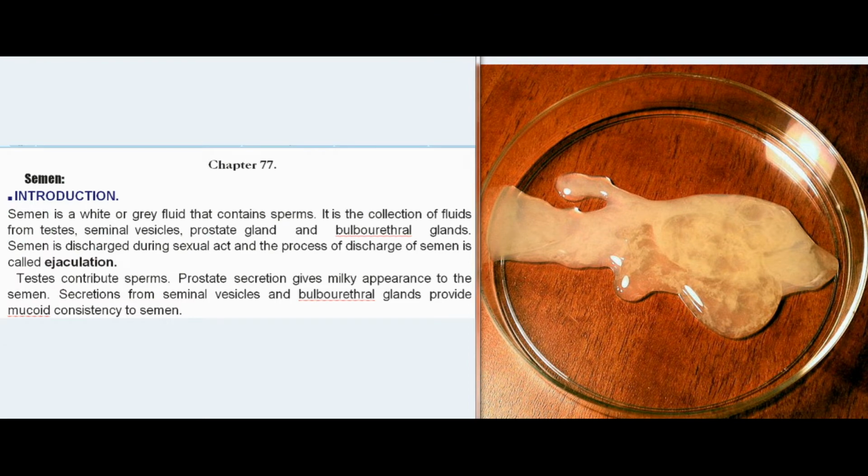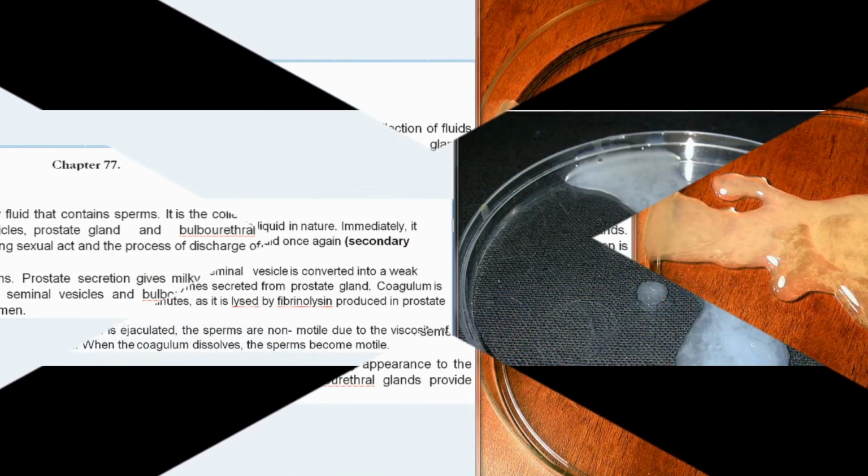Chapter 77. Semen, Introduction. Semen is a white or gray fluid that contains sperms. It is the collection of fluids from testes, seminal vesicles, prostate gland, and bulbourethral glands. Semen is discharged during sexual act, and the process of discharge of semen is called ejaculation. Testes contribute sperms. Prostate secretion gives milky appearance to the semen. Secretions from seminal vesicles and bulbourethral glands provide mucoid consistency to semen.